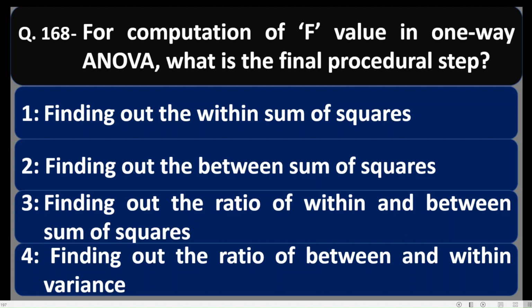Friends, for computation of f value, the final step is that which is given in option number 3, finding out the ratio of within and between sum of squares. Option number 3 is correct.